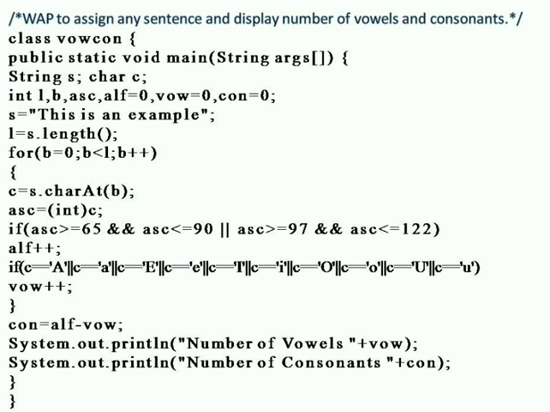So in VOW we have the number of vowels and in CON we have the number of consonants. And in the next two lines we have printed the number of vowels which is in VOW and the number of consonants which is in CON. Then we finish this program.